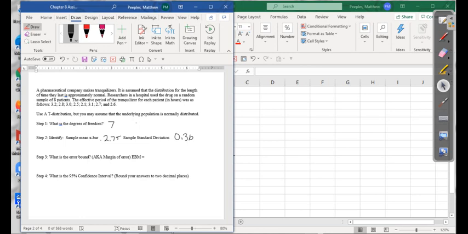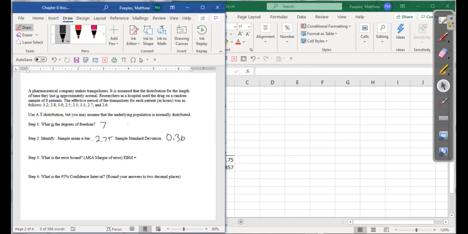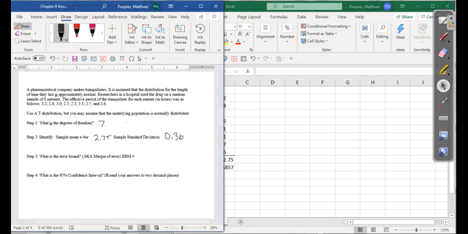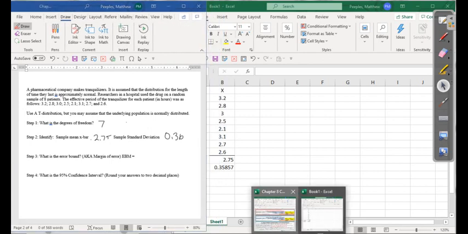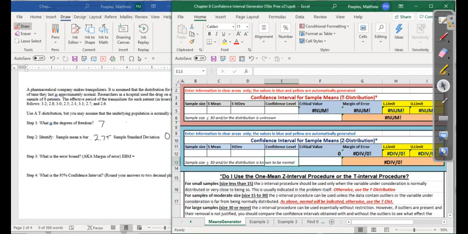That is the margin of error. Well, now we need to use our Excel calculator right here, which we're going to do. Here it is. We're using a t-distribution, so that's the one in red on the top. So we're going to enter our information there. Sample size. Well, our sample size is 8. Our sample mean, 2.75. Our standard deviation, 0.36.